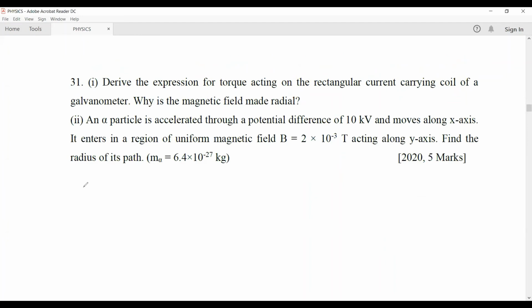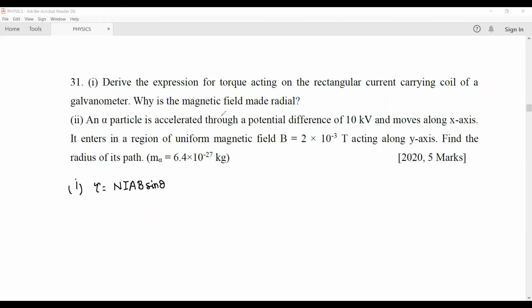Question number 31 is: derive the expression for torque acting on the rectangular current carrying coil of a galvanometer, and why is the magnetic field radial? This we have already discussed in the theory part. The torque is equal to N I A B sin theta, where N is the number of turns in the coil, I is the current, A is the area of the coil, B is the magnetic field, and theta is the angle between the area vector and the magnetic field. This expression we have already derived in the theory part.